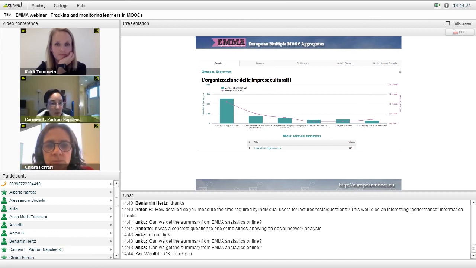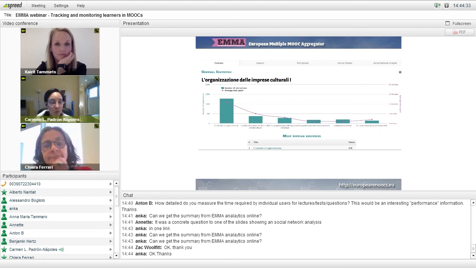Just to comment on what Kairit answered: yes, having all the information together would be cumbersome to show, and second, the dashboard would be very slow. The solution we followed was to use different tabs to show the different information, so you don't have the overview concentrated in just one page, but on the page you will have different tabs that show you the different views of the information. And then the last question we have is: can we get a summary from EMMA Analytics Online?